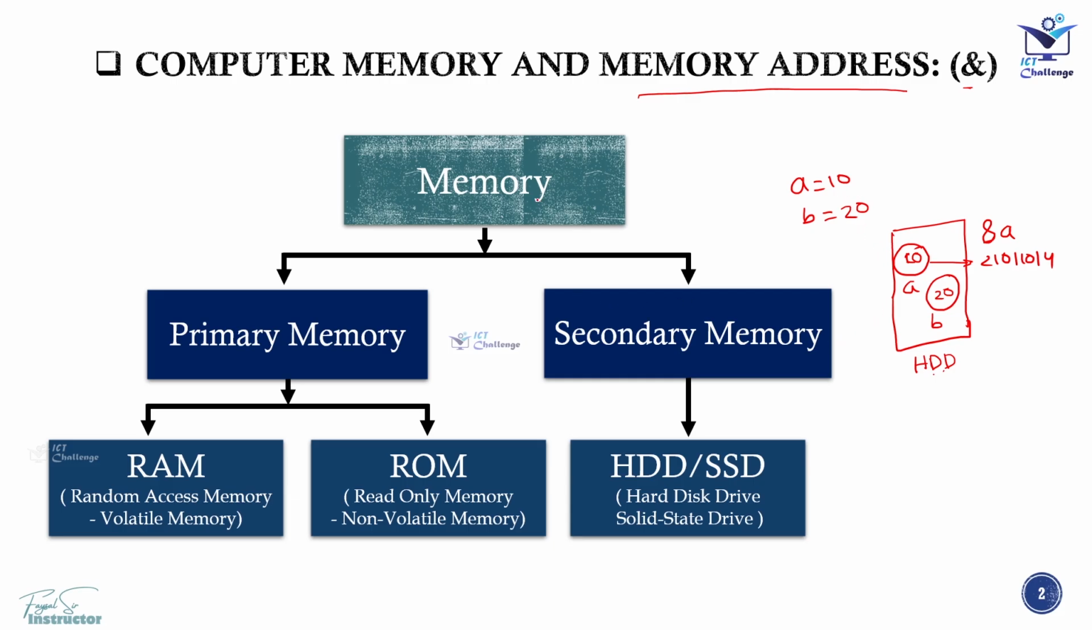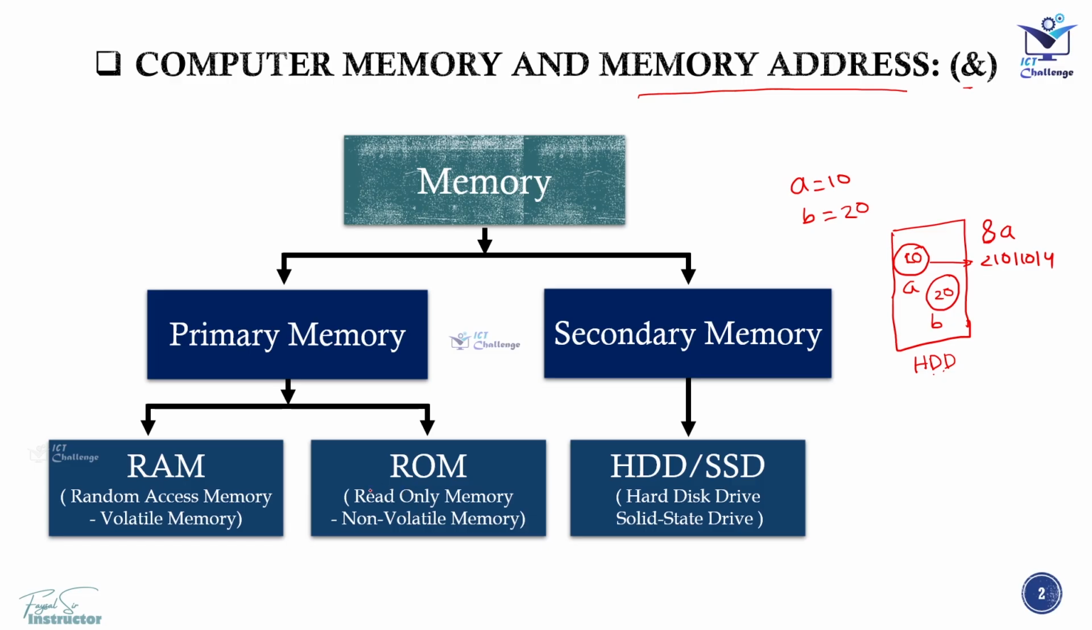So memory has two types, primary and secondary, and primary memory has two types, RAM and ROM. RAM can forget the data, that's why it's called volatile memory, but ROM can't forget this data because this is the main operating system, the main hardware components which are very necessary to operate the device.